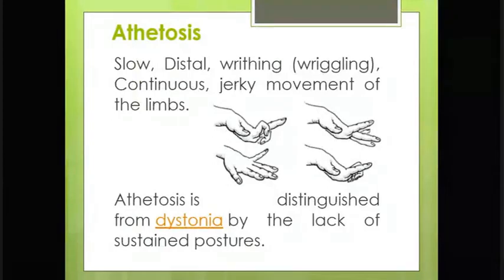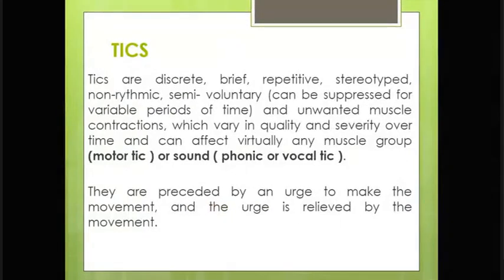There is a type of movement disorder called athetosis, with slow distal writhing, wriggling, continuous jerky movement of the limb. Athetosis is distinguished from dystonia by the lack of sustained posture. Actually, here it is the opposite of the relation of ballism and chorea. I think they called it high amplitude chorea, but it's unrelated to chorea. Always the authors try to differentiate it from dystonia, but I think it is linked to dystonia in a way or another. Athetosis is distinguished from dystonia by lack of sustained posture. It is rare, so we have no need to spend time with this type.